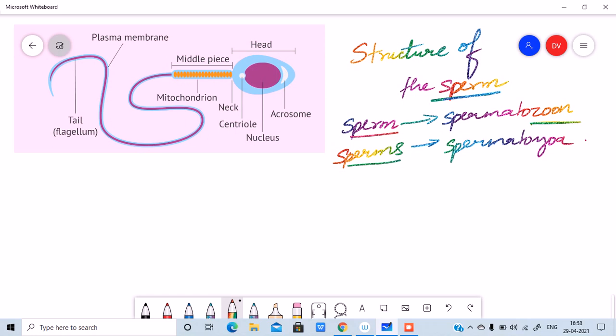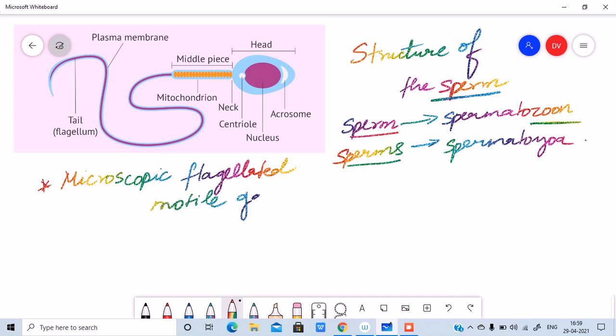And coming to the structure of the sperm, of course you guys know this is known as the male gamete, right? So to give much more definition to the explanation, I can call it the microscopic flagellated motile gamete. Alright. So this is a beautiful definition which gives a lot of specifics to it.